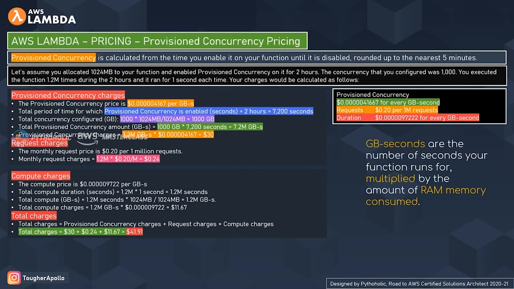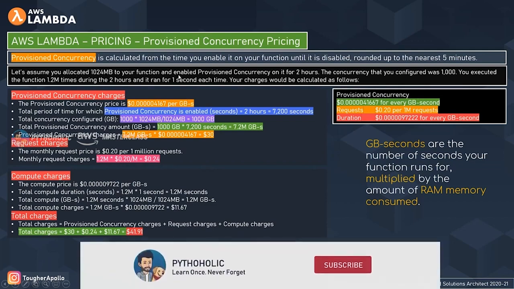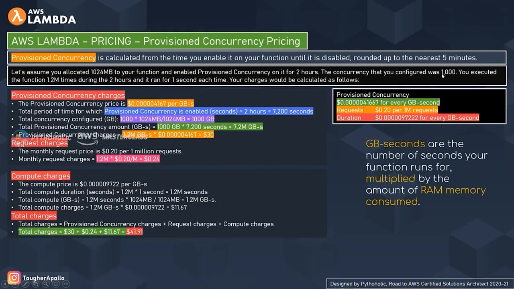So now we will take an example here as well. Let's assume you have allocated 1024 MB to your function and enabled provisioned concurrency on it for 2 hours. Understand this: you allocated 1024 MB and enabled provisioned concurrency for 2 hours. The concurrency that you configured was 1000. You executed the function 1.2 million times during the 2 hours and it ran for 1 second each time.